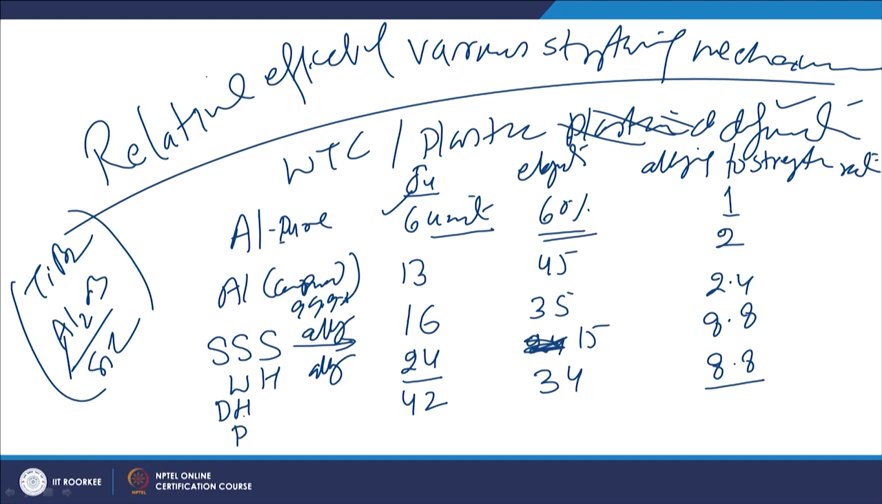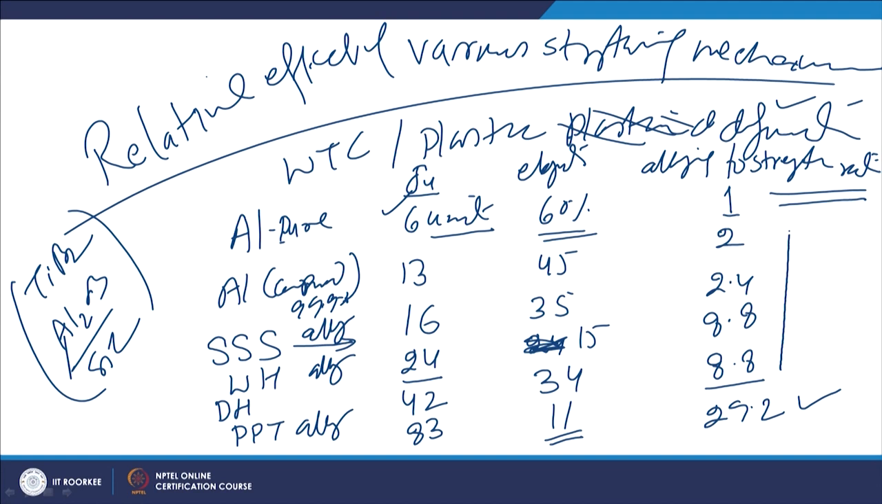And precipitation hardening: when the aluminum alloy is designed to get its strength from the formation of precipitates, then a very significant increase in strength is realized, 83 units, with an elongation percentage of 11, and an alloying to strength ratio of 29.2. So, for unit alloying, the strength increase observed in precipitation hardening is maximum and then somewhat lower for the others.